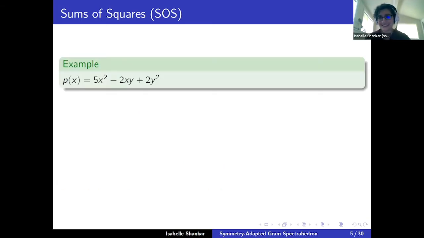As Annie pointed out, not everybody here necessarily is familiar with this, so let's do a real simple example. I claim this polynomial is a sum of squares, and therefore non-negative.